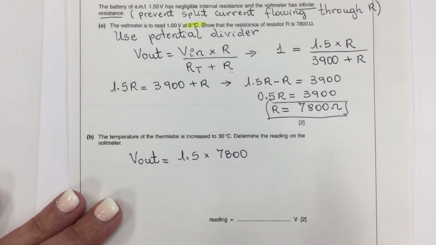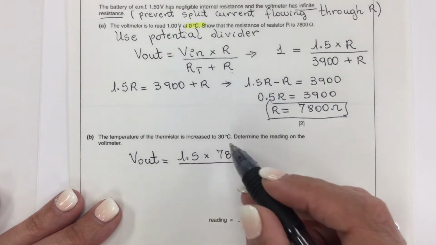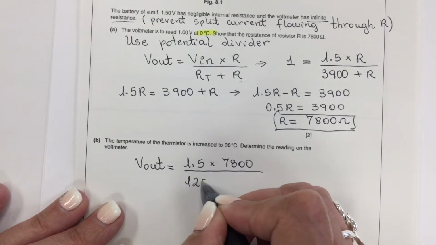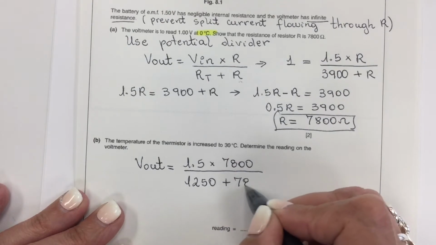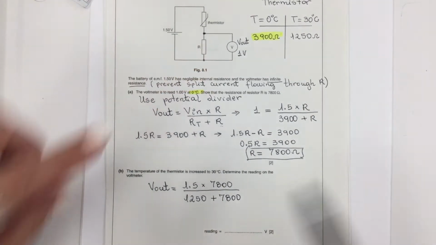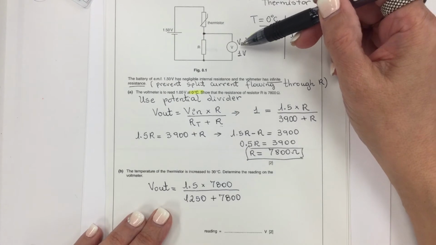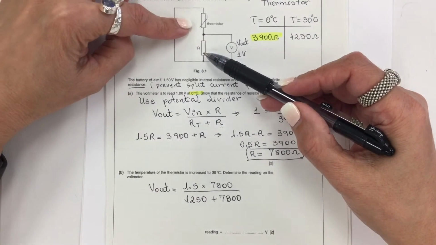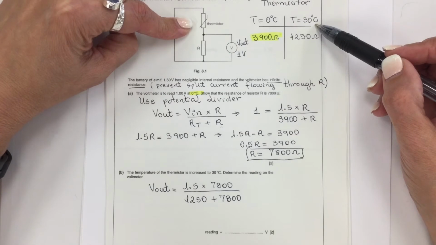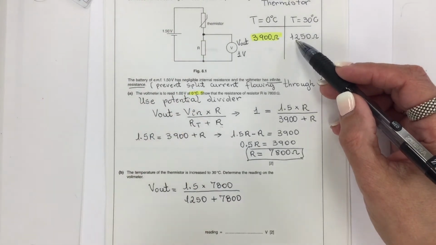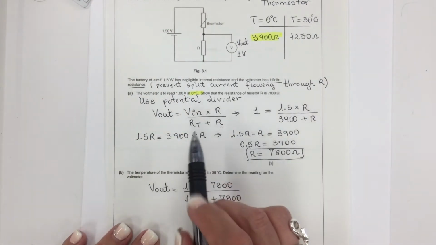What is changing here is the value of the thermistor because this is the one that changes with the temperature. So now we are talking about 30 degrees Celsius, which is 1,250 plus the value of my resistor. So let's recap. What this problem is now asking is the value of the output voltage of this resistor if the thermistor is now at 30 degrees Celsius. So 30 degrees Celsius means that this value is 1,250.